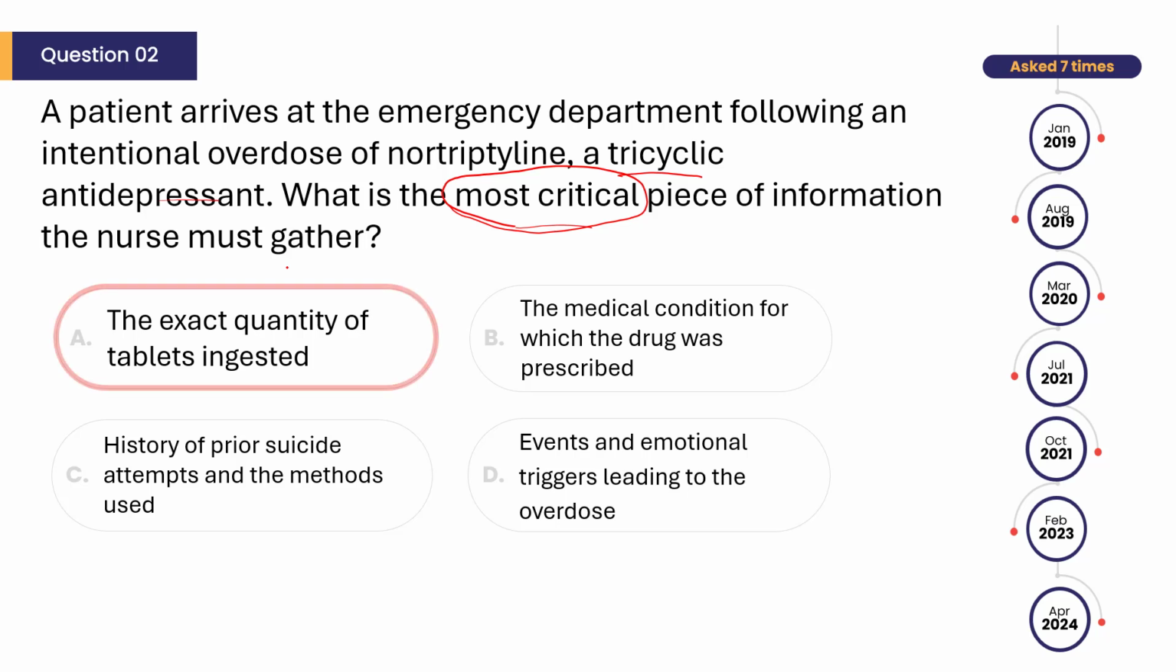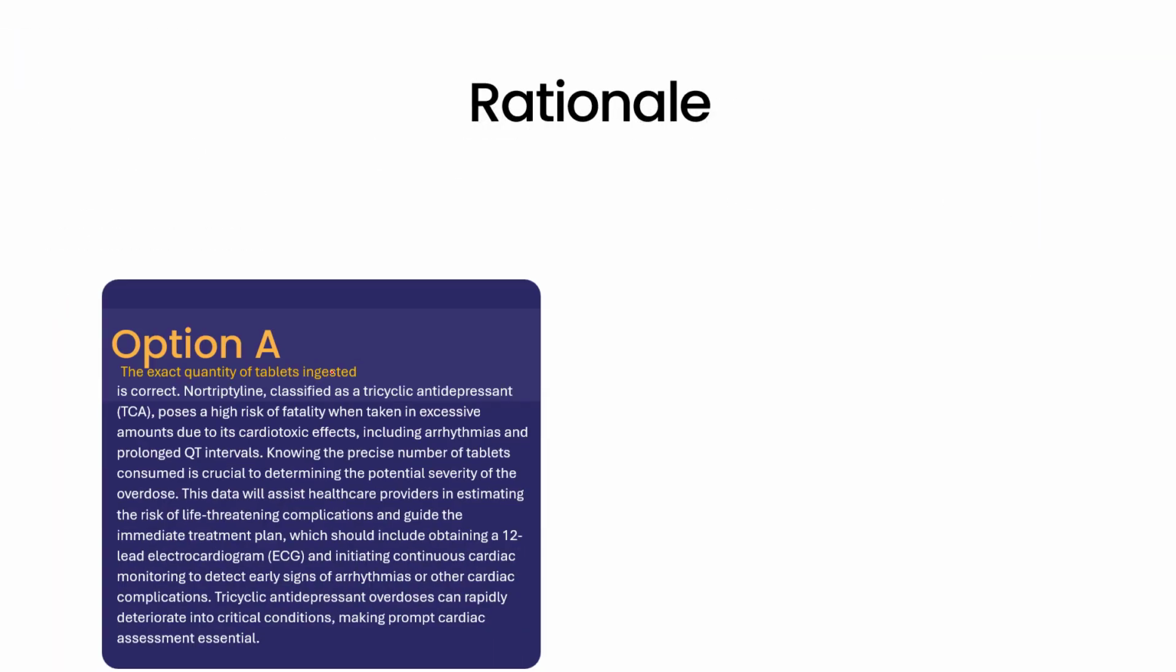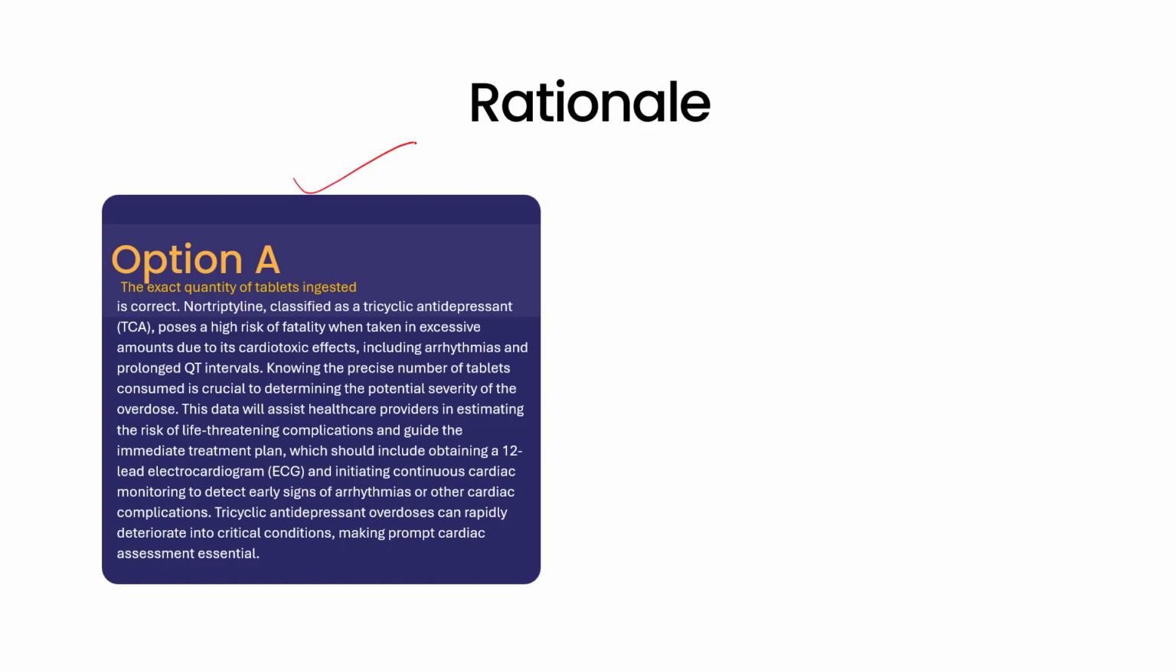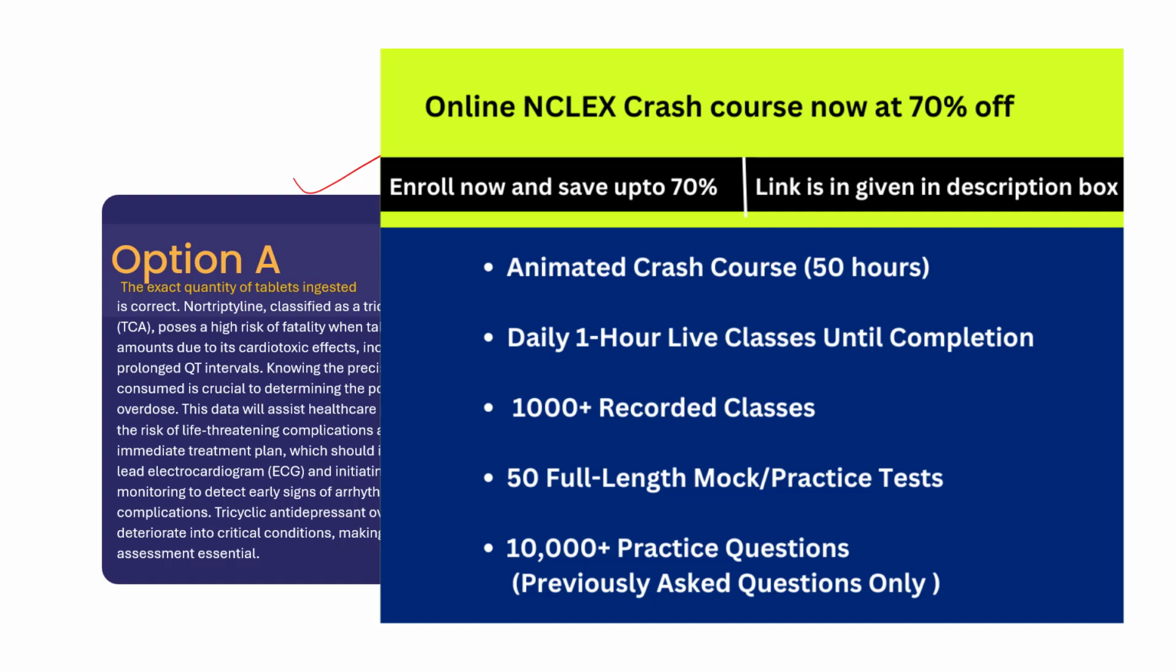Correct answer. A. The exact quantity of tablets ingested. A is correct. Nortriptyline, classified as a tricyclic antidepressant, poses a high risk of fatality when taken in excessive amounts due to its cardiotoxic effects, including arrhythmias and prolonged QT intervals. Knowing the precise number of tablets consumed is crucial to determining the potential severity of the overdose.